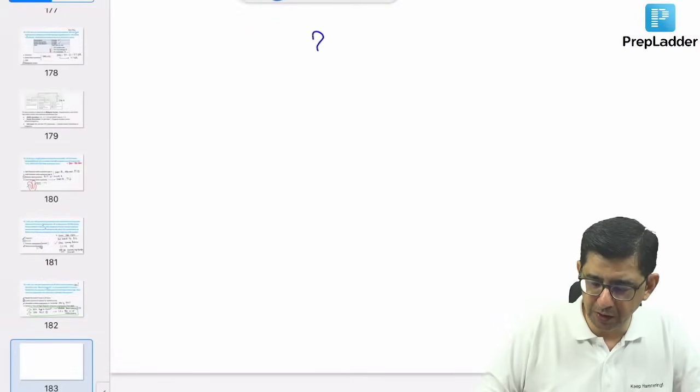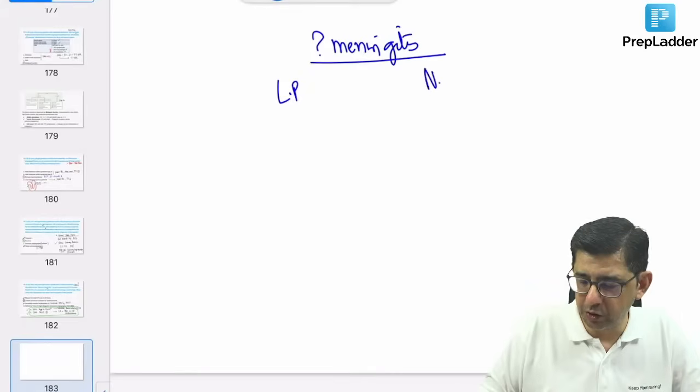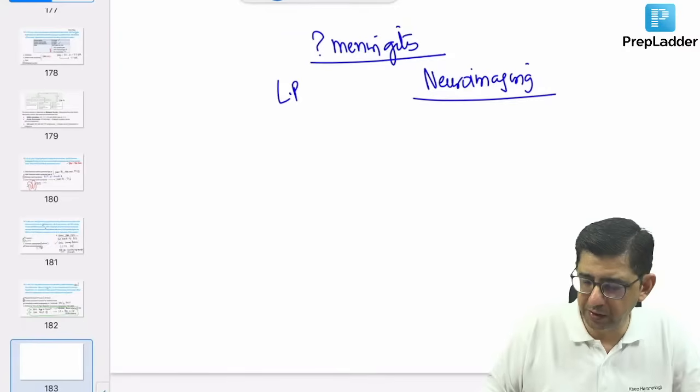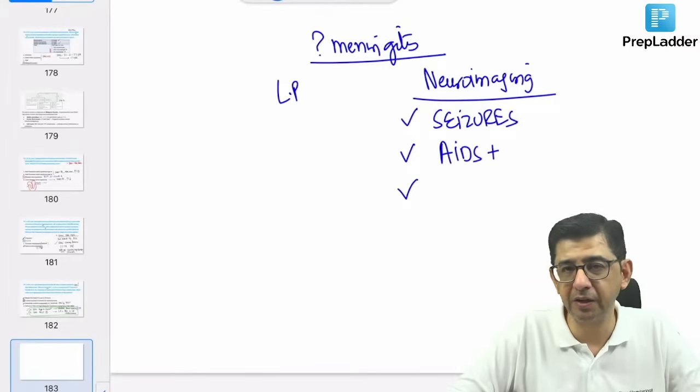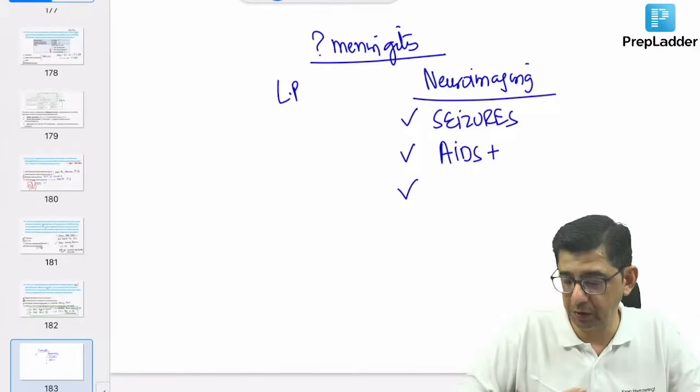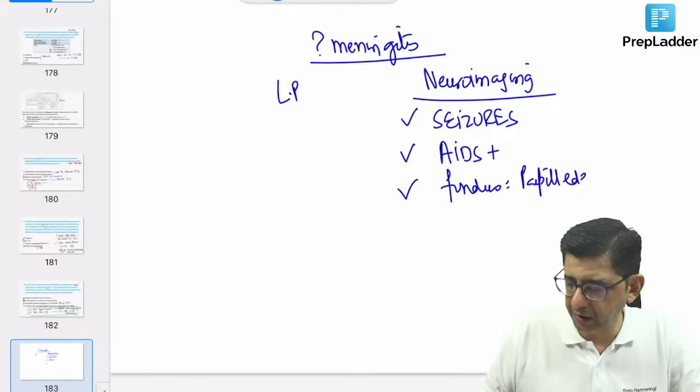Suppose a patient of suspected meningitis has come to the hospital. Though I've discussed this in rapid revision, because it came up, I just want to say it. Should I go for a lumbar puncture or neuroimaging in a patient? If the question mentions that the meningitis patient had seizures, neuroimaging is to be given. If it mentions an AIDS patient or immunocompromised state, then again neuroimaging is to be given. If we do a fundus examination and it shows papilledema, that is an indication.